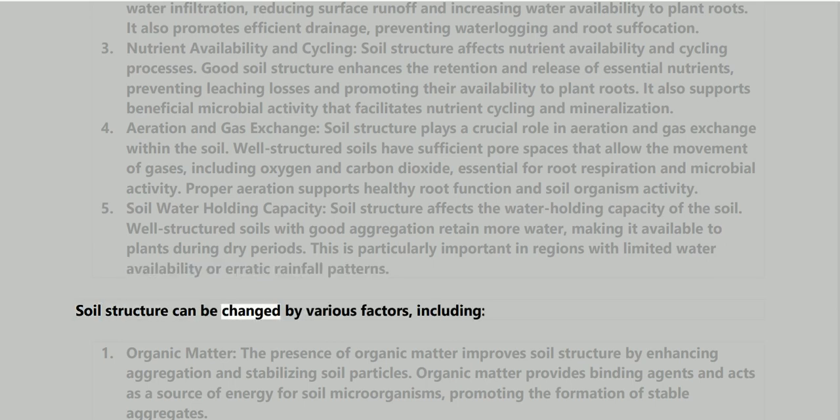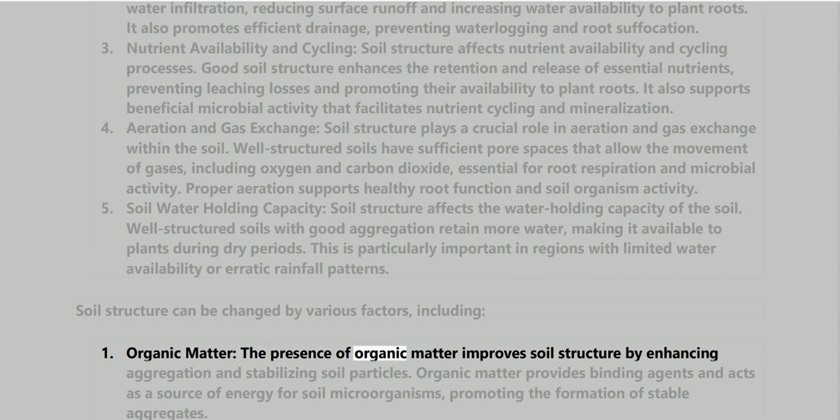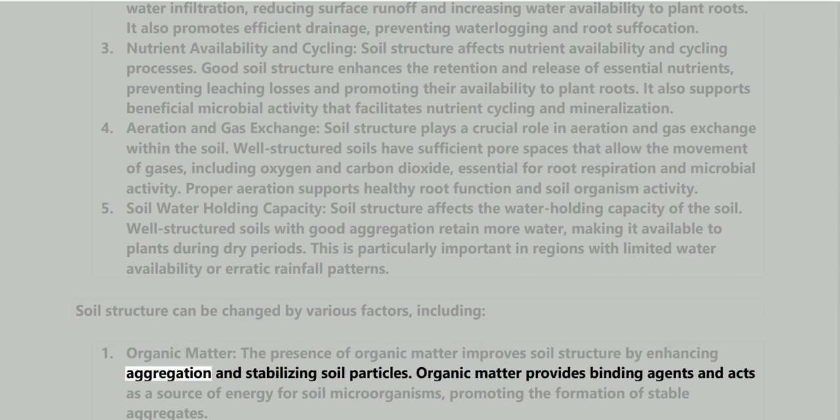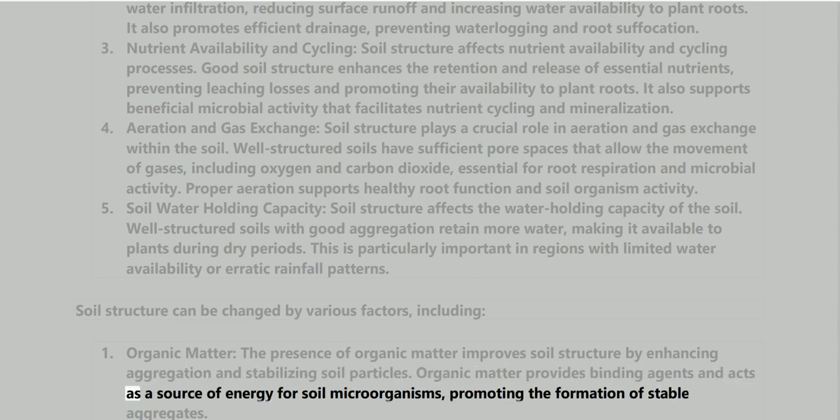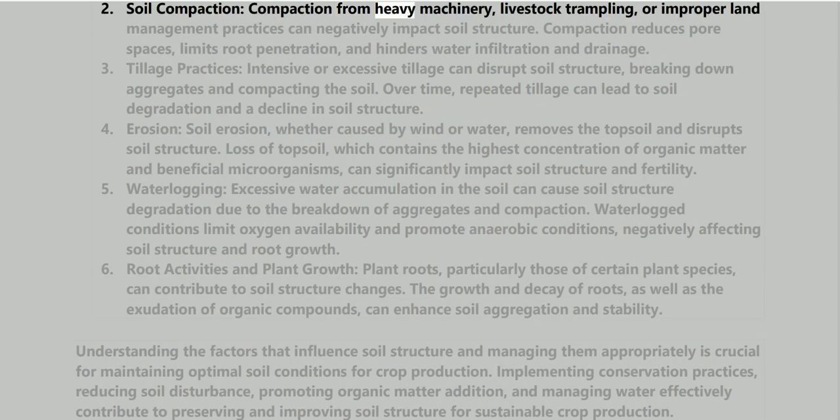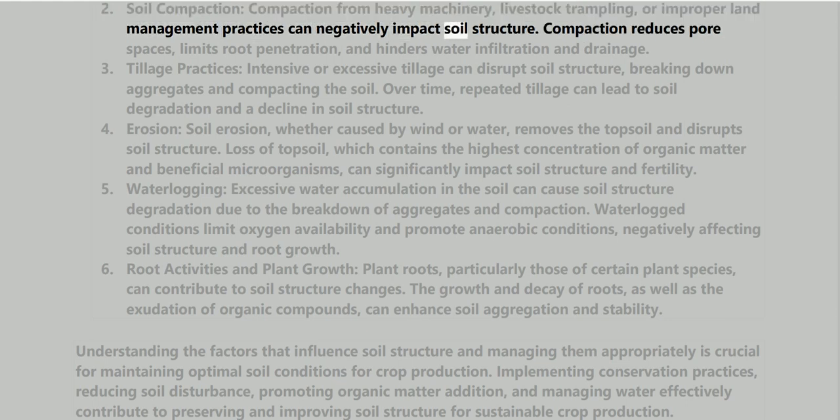Soil structure can be changed by various factors, including 1. Organic matter. The presence of organic matter improves soil structure by enhancing aggregation and stabilizing soil particles. Organic matter provides binding agents and acts as a source of energy for soil microorganisms, promoting the formation of stable aggregates. 2. Soil compaction. Compaction from heavy machinery, livestock trampling, or improper land management practices can negatively impact soil structure.